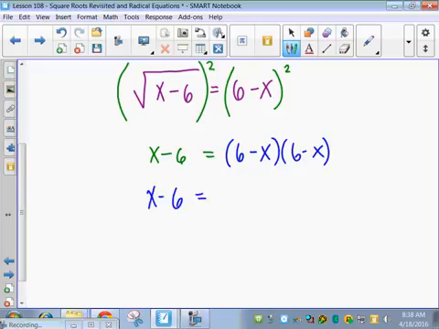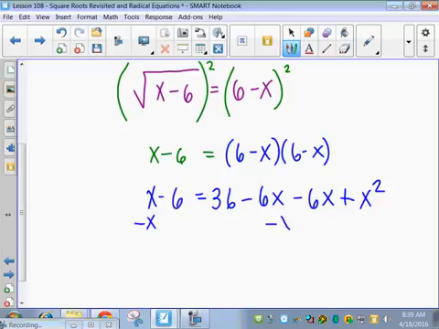So I still have x minus 6 on this side. We've got 6 times 6 is 36. We've got 6 times negative x is negative 6x. We have negative x times 6 is negative 6x. And my last is negative x times negative x, which is positive x squared. Now we have a quadratic. Anytime we have a quadratic like this, we are going to set it equal to 0, and we're going to factor. I'm going to keep my x squared positive, so I'm going to keep it on the right-hand side. So I'm going to subtract x, and I'm going to add 6, and add 6. Notice I lined up my number with my number, and my x's, they're all friends, they're all going to add together. So I have 0 now on the left side.